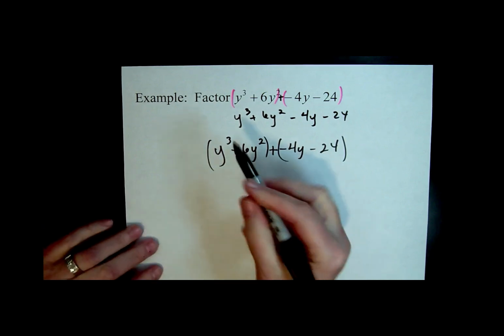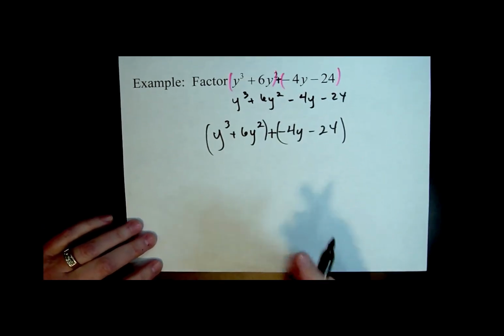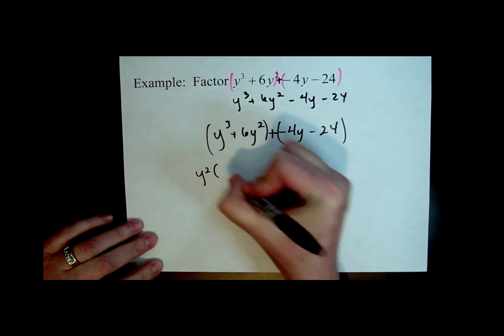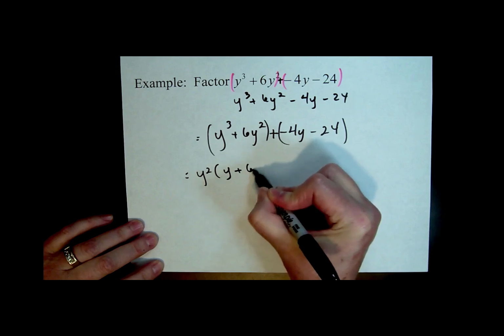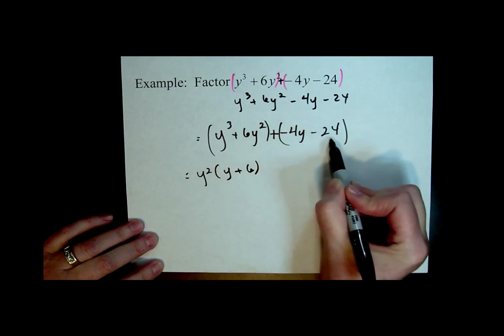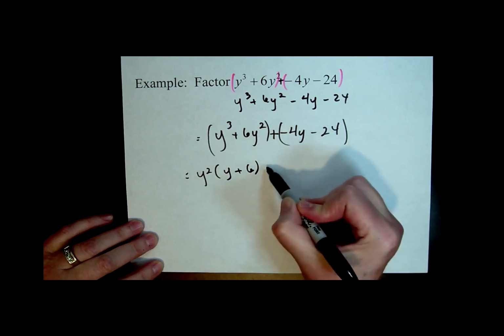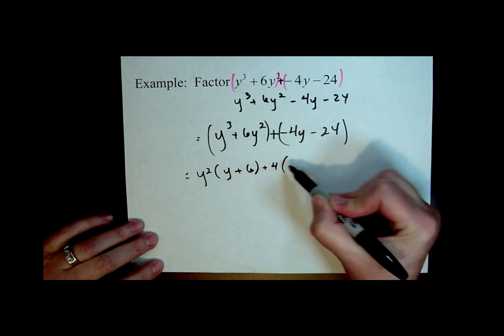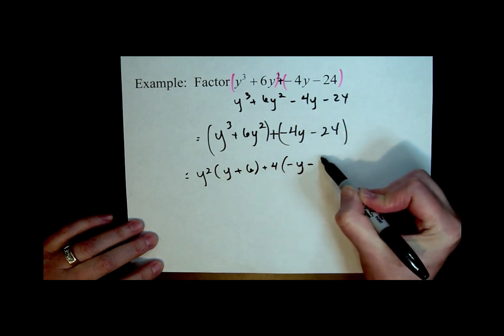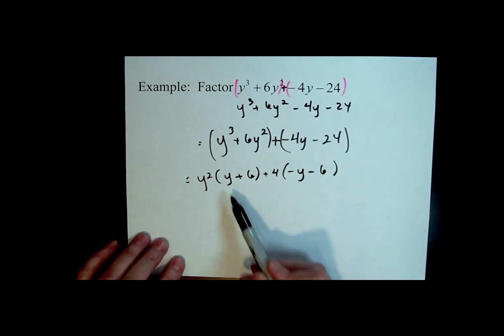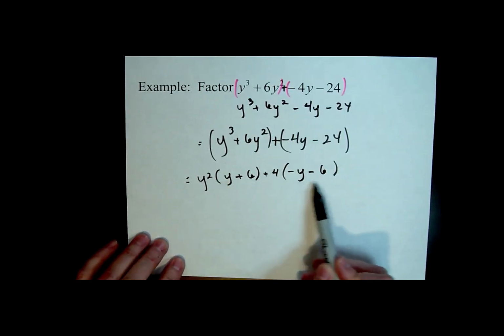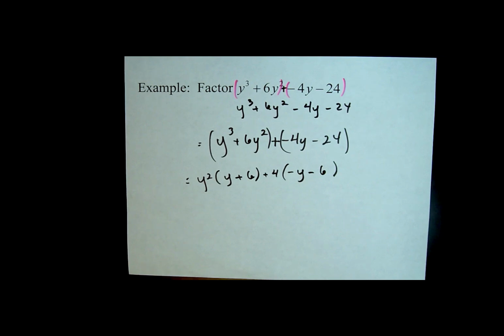In the first group, I have y cubed plus 6y squared. What can I factor out? The GCF is y squared. So I'll take out a y squared. I'm left with a y plus 6. What can I take out here? I can take out a 4. But if I do that, notice I'll have minus y minus 6. And now I'm stuck. I can't go forward because I don't have the same stuff in the two sets of parentheses. So I don't have a common factor at this point.